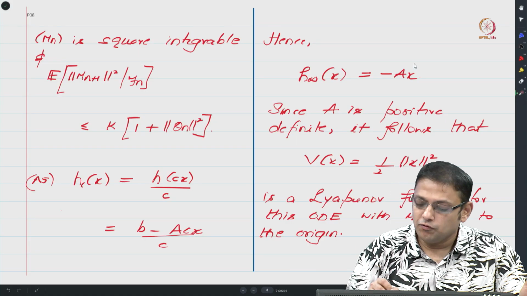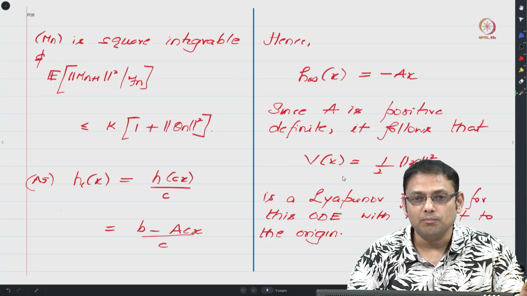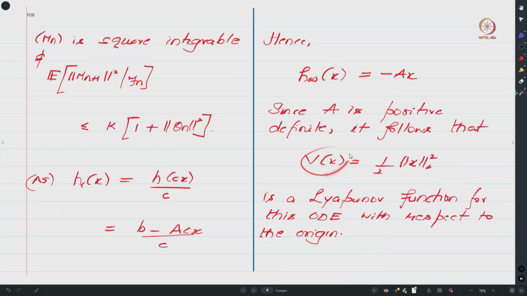verify that if you define a function v in this fashion, that is v of x equals half of norm of x squared, then one can show that this function is actually for the limiting ODE, x dot of t equals h infinity of x of t. So sorry, I should have been using theta here, so let me write it in terms of theta. So theta dot of t is equal to h infinity of theta of t.